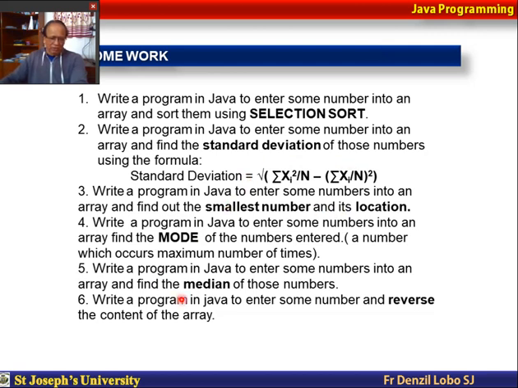Then I've got two programs here, mode and median, based on statistics. Find the mode, the number which occurs the maximum number of times in the array, and the median is the middle number. First you have to arrange these numbers in ascending order and then find the middle number, and that is going to be the median. And of course here one more problem, to reverse the content of an array, not just display in reverse order, but the array should contain the numbers in the reversed order. So these are some of the exercises.